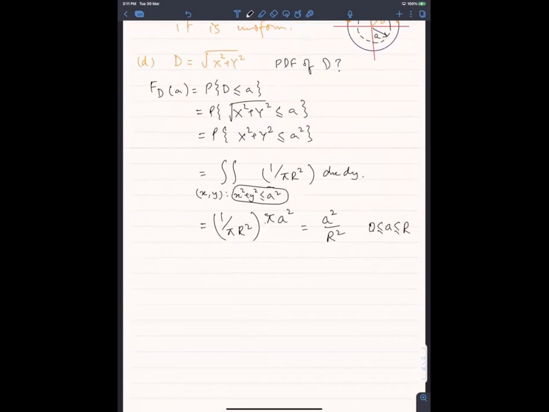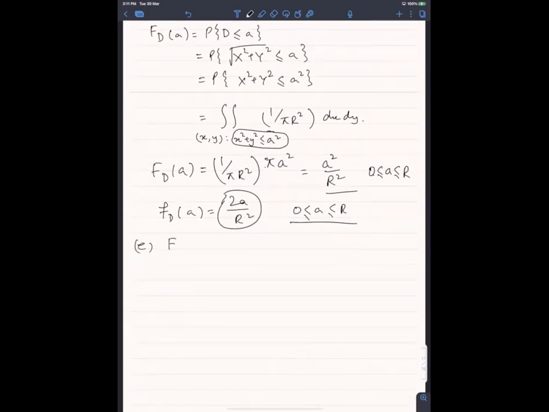So this was the CDF. Once you know the CDF, you know the PDF. f_D of a would be equal to 2a over r², once again for a between 0 and r. Okay. If you integrate this from 0 to r, you should get 1. You will get 1.